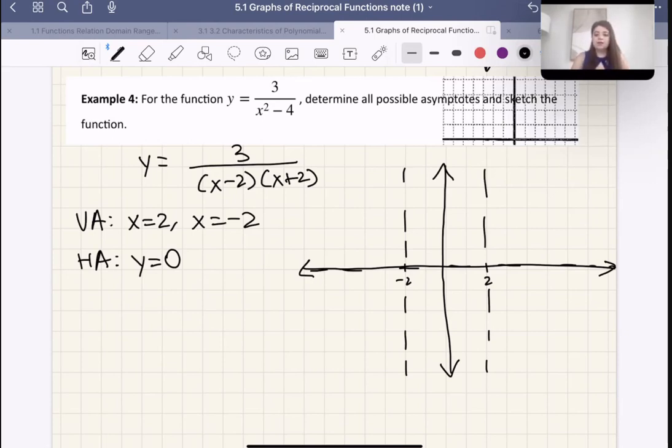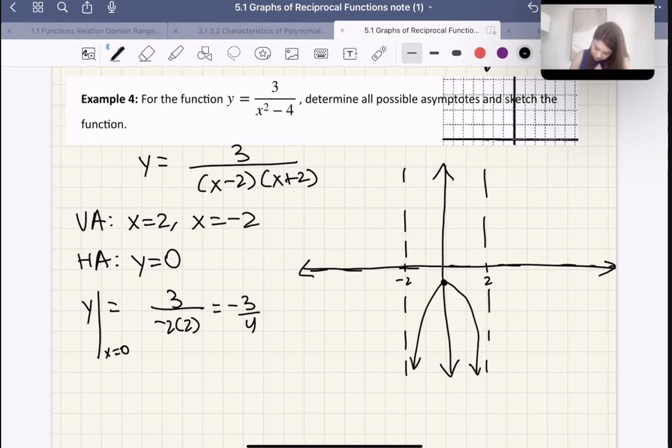We're going to say, well, what is this function when x is 0? Or when y is 0, or yeah, when x is 0, sorry. Let's start with that. We'll get 3 over negative 2 times 2, which is negative 3/4. So we have a point at 0 and negative 3/4. So we're going to have our first part of this kind of go like that.